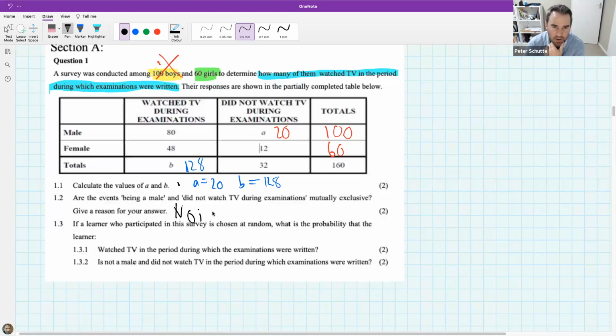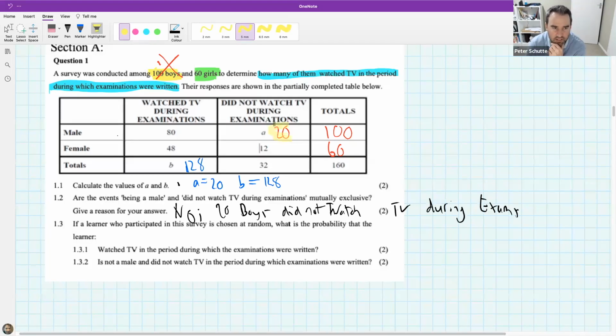So no, and I would even say, did not watch TV during exams. There are 20 boys who did not watch TV during exams. So if we look at that, the table tells us there are 20 boys who did not watch TV during exams. So these events cannot be mutually exclusive because there's 20 boys who did both.